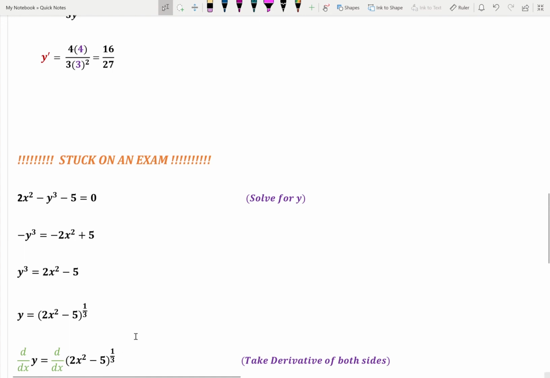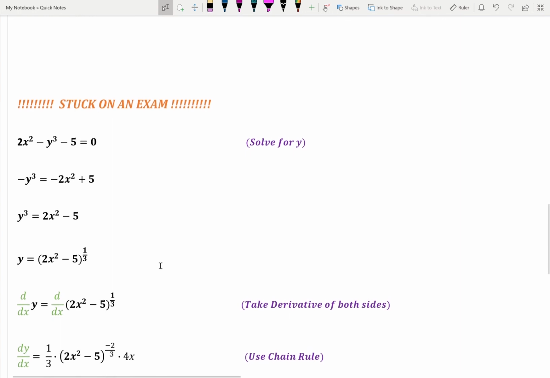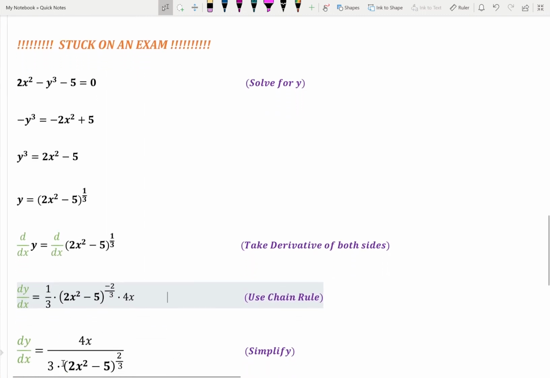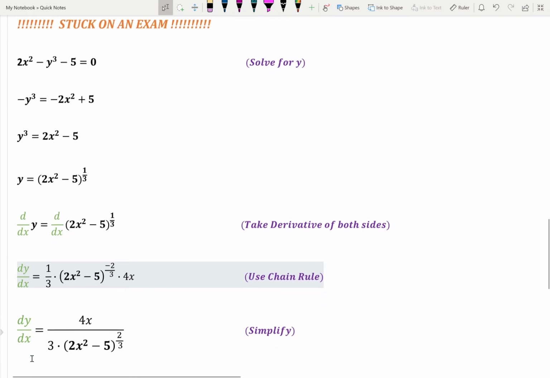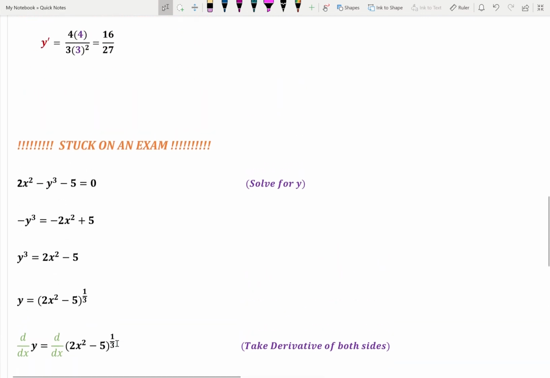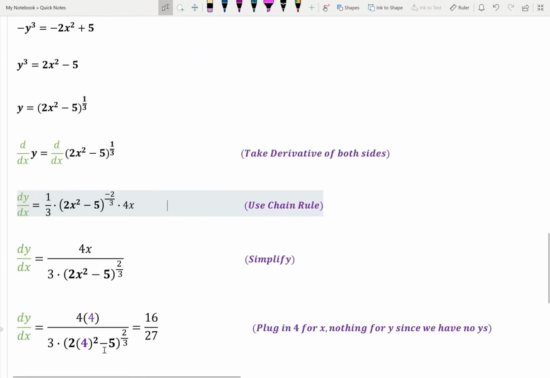I'm not going to go too much into the chain rule in this video, because this is just if you get stuck on an exam. I'm just showing you that you could solve for y and then take the derivative of both sides. So this is the result after you do the chain rule. Then if you take the derivative, you have dy dx on the left side, and it all simplifies out to this. So this equation and this equation are the same. The last thing we have to do is just plug in 4. Once you plug in 4 for x, you'll get the same answer, which is 16 divided by 27.